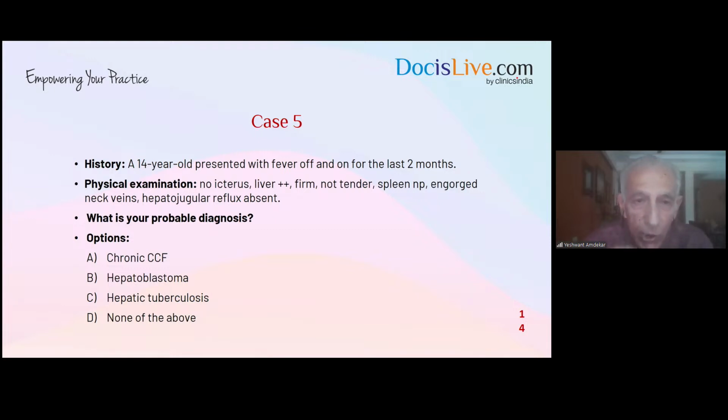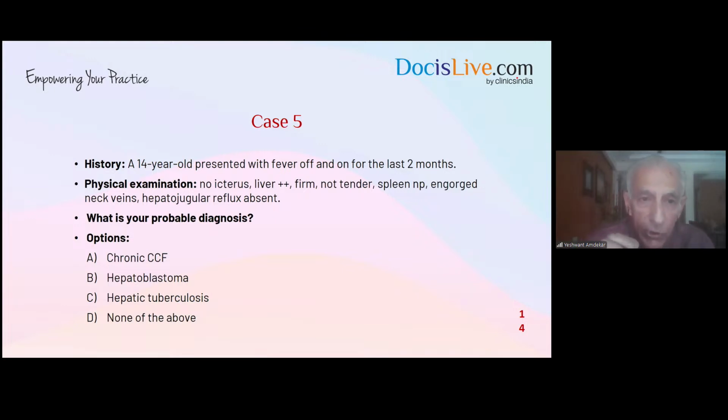Hepatoblastoma is a localized liver disease and it again has no engorged neck veins necessarily. Fever is not a common feature of a hepatoblastoma, but the feature in fact is only the abdominal distension. Therefore, it's unlikely it's a hepatoblastoma. Could it be hepatic tuberculosis? Yes, because you have a low-grade fever off and on for 2 months.